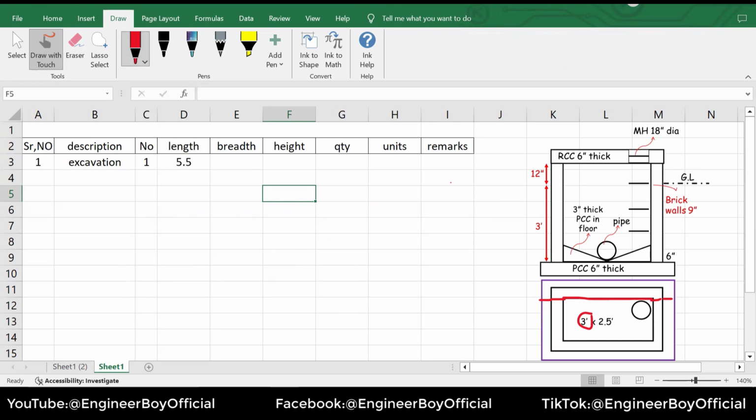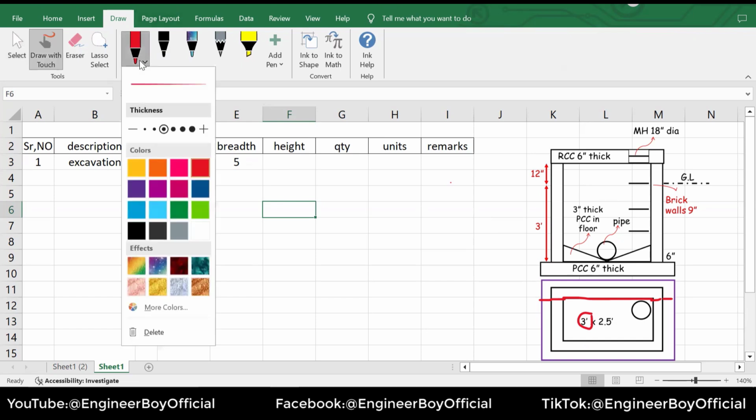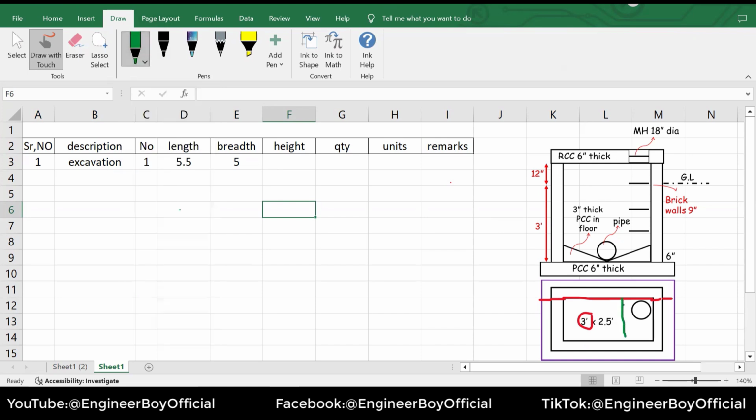Now, we have the breadth, and that should be, if I'm not wrong, 5 only. Now, how 5? Let me do it again. I'm gonna change the color so you guys can see. As you can see, we have 2.5 feet as the width. Now we will add 2 times the thickness of the wall for one side and another side, and then of course those 6 inches things. That's gonna be 5.